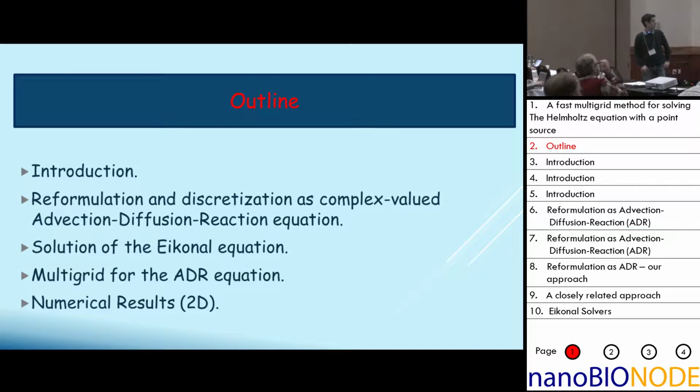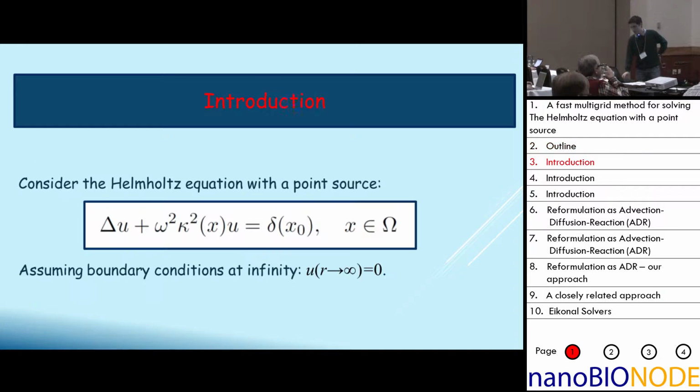So we'll start with an introduction. We'll see some reformulation of the problem into a complex valued advection diffusion reaction equation. We'll basically split the problem into two. One of them is the Eikonal equation, the first part, so we'll talk about the solution of that equation. And then we'll use multigrid to solve the ADR equation for basically the amplitude. At the end, we'll see some numerical results. Currently, we have only 2D simulations, and in the future, we'll have 3D.